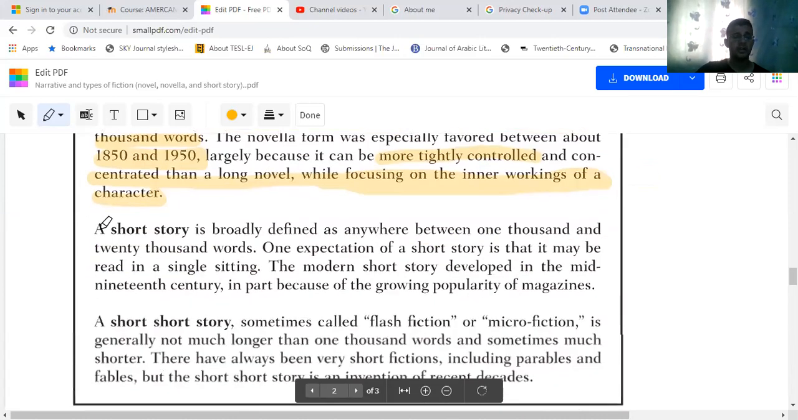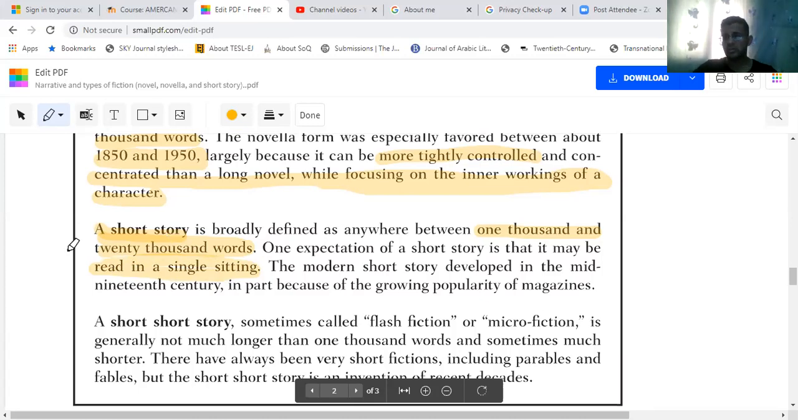Now, the third one is a short story, okay? What is a short story? Again, a short story is a prose fiction, broadly defined as anywhere between 1,000 and 20,000 words. So if you have a work that is between 1,000 and 20,000 words, this is called a short story. One characteristic of the short story is that it may be read in a single sitting. Now, if you read a novella or a novel, you may take 2 or 3 days to finish it.